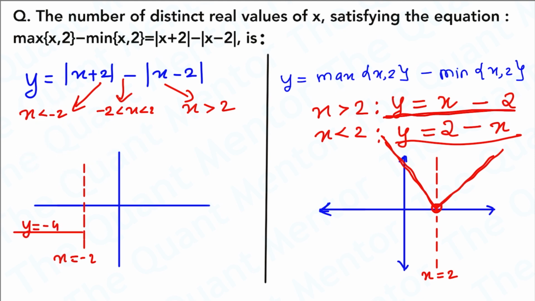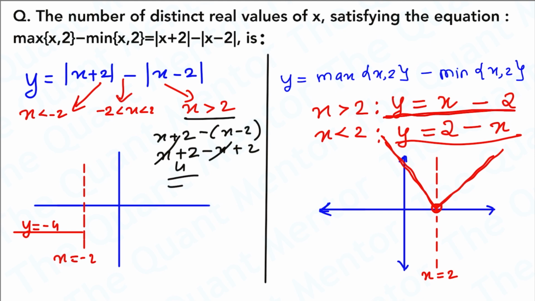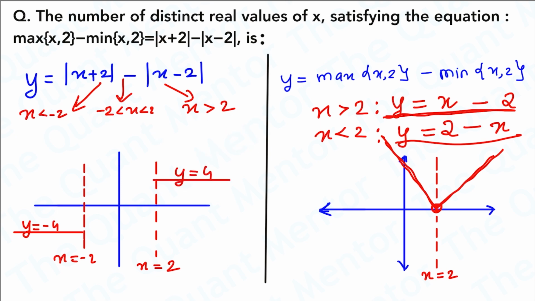Now we observe something similar for x greater than 2. Since x is greater than 2, it is by default greater than minus 2 also. So mod of x plus 2 will be x plus 2 because it's a positive number, and minus of mod of x minus 2 will be minus of x minus 2. When you open the bracket, you get x plus 2 minus x plus 2. The x cancels, and 2 plus 2 is 4. So to the right of x equal to 2, the value of y is a constant, 4. We draw the line x equal to 2 and to the right of it the line y is equal to 4.